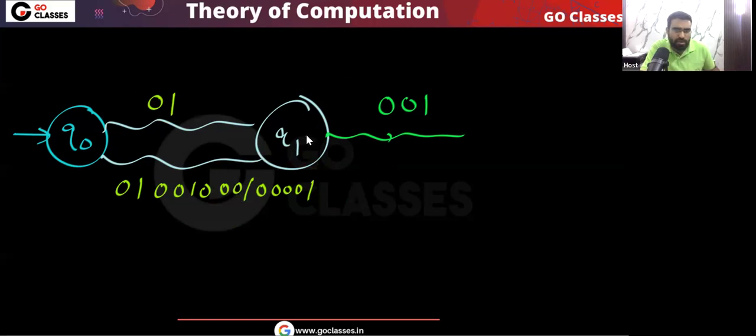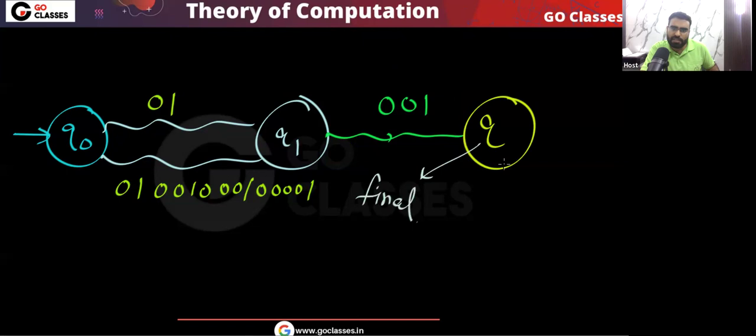From this state Q1, where will we go on this string 001? Let's assume we will go to state Q. Will it be final or non-final? Tell me. If you make it final, then there is a problem. If you make it non-final, then there is also a problem.